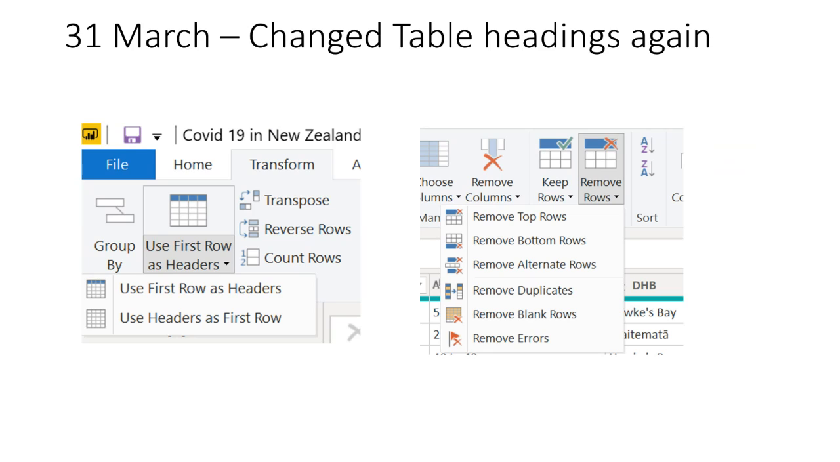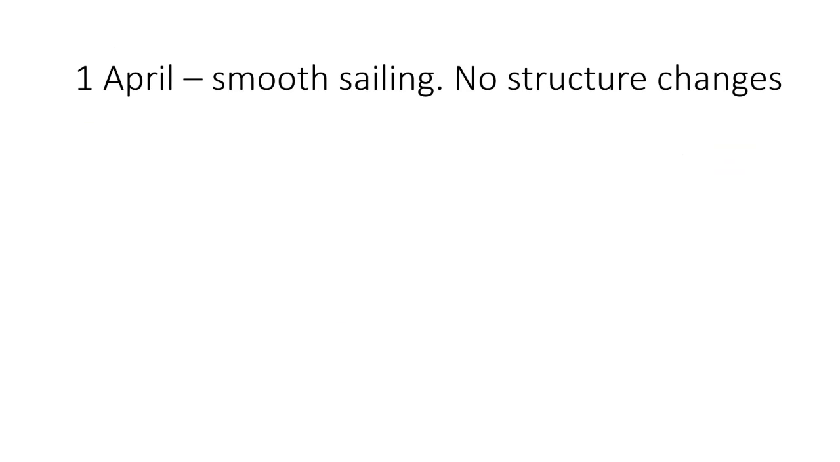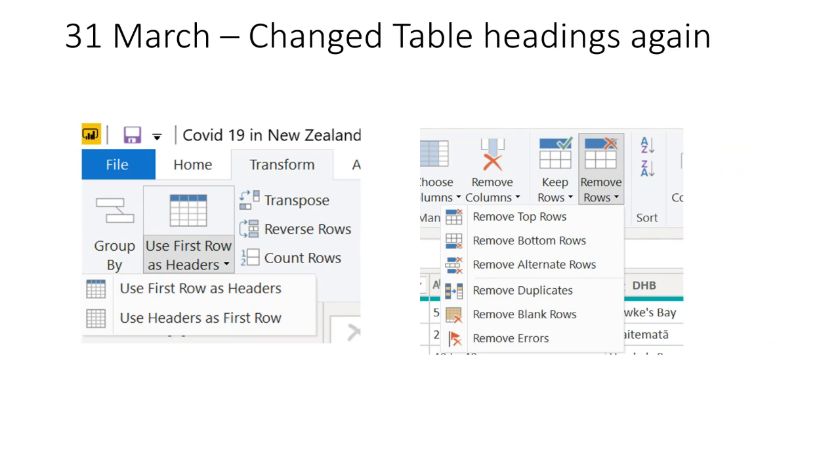So the next step would then be to use the remove rows command and remove the top row, and I removed the first row of data, and then I could use the rename command to just rename the columns the way I wanted the column names to be, and from then on it was smooth sailing, and I never had to look at those column names again.